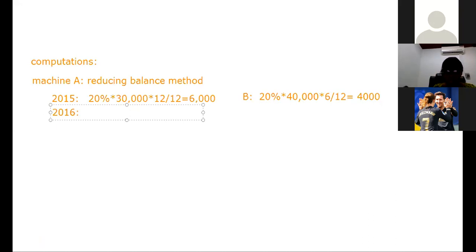So 2016 is 20%. Let's look at this one. 20% times what? 30,000 minus 6,000. Somebody is disturbing us. That gives 24,000. And again, is it 12 over 12?